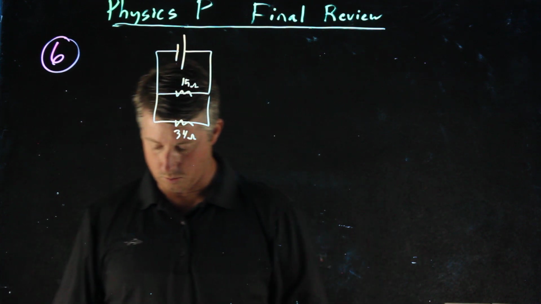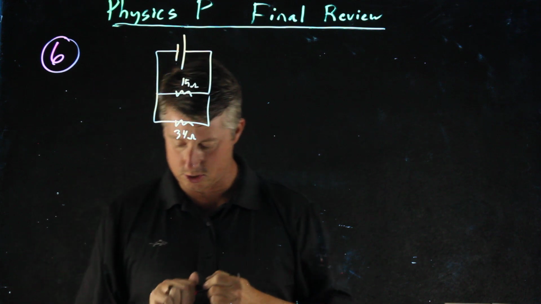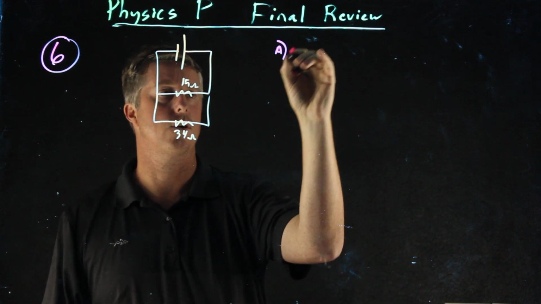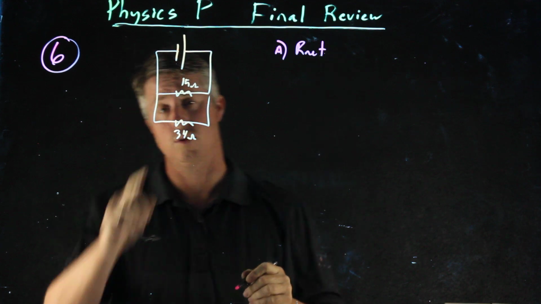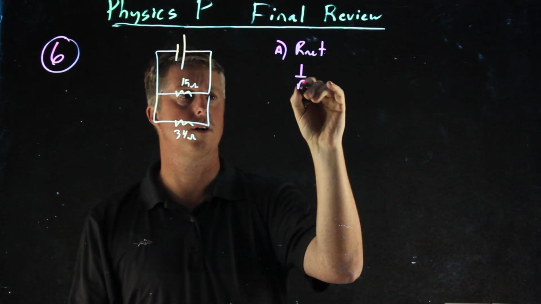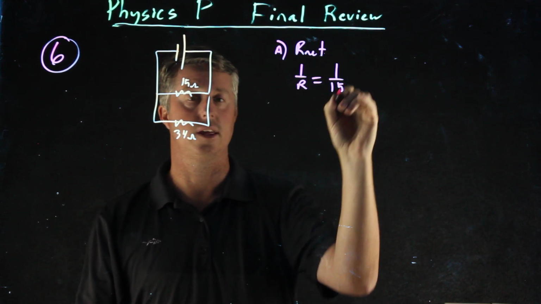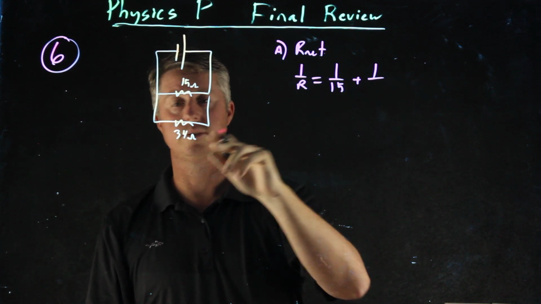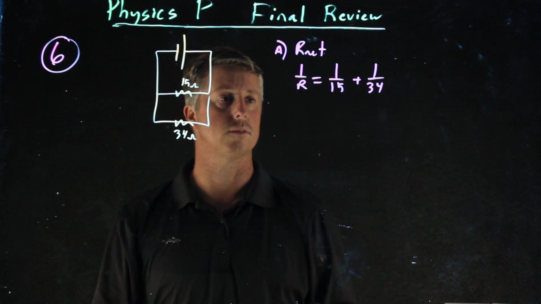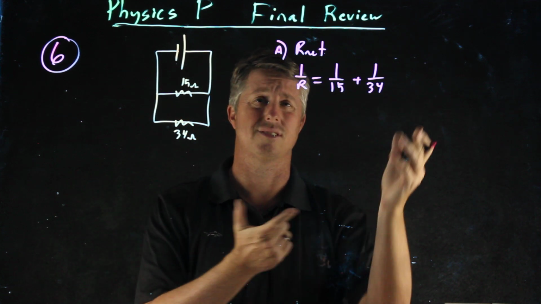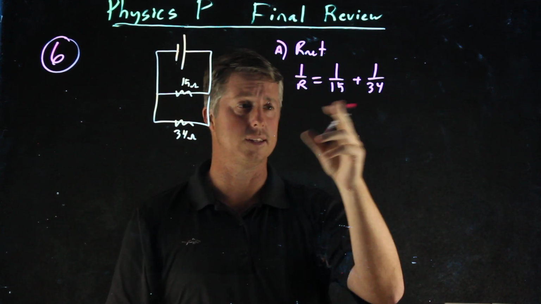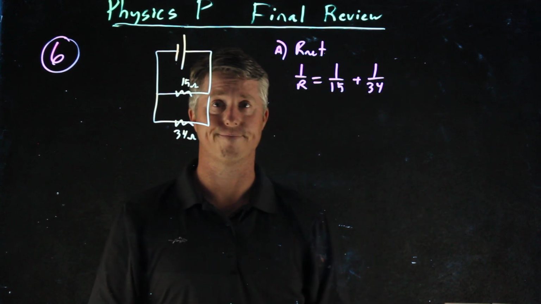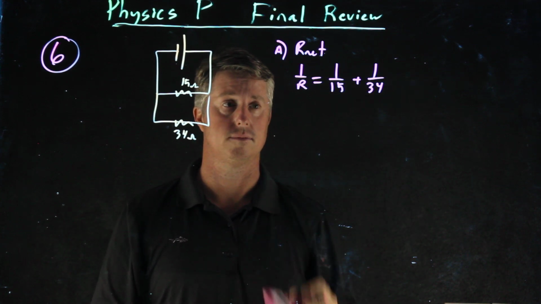So I would like to know what is the resistance in the circuit. That's A. So R net. Well, these are parallel, so I know 1 over R equals 1 over the total resistance of one branch, which is 15, plus the total resistance of another branch, which is 34. Now, you could do the fraction game with this, find the least common denominator and scale up, or you can use your calculator.